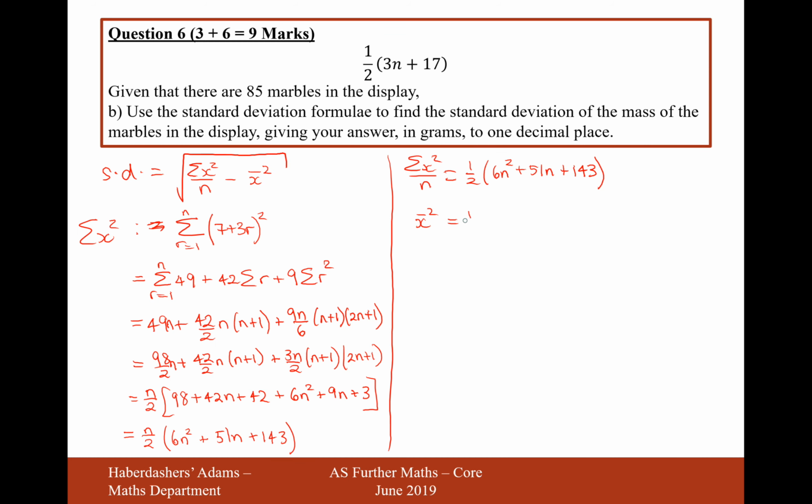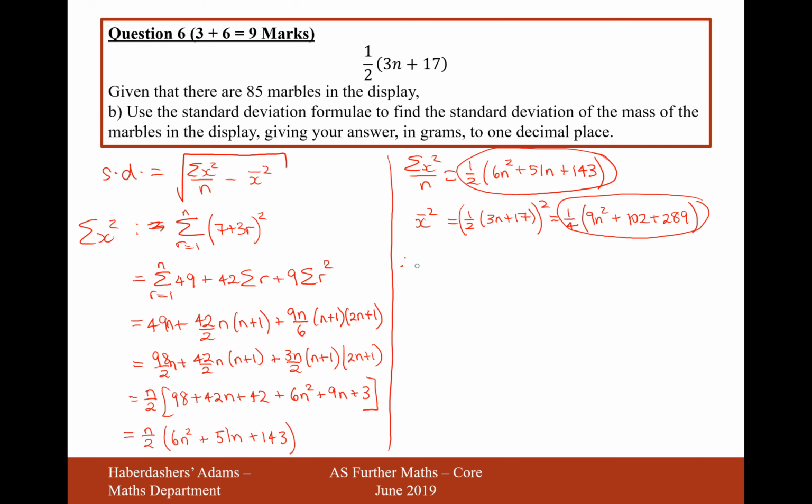So it's going to be half 3n plus 17 all squared. So it's going to be a quarter, because the half gets squared, and then 9n squared plus 3 times 17 times 2 is 102n, and then it's going to be plus 17 squared, 289. So now that we've got these two expressions here, sum of x squared over n and the mean squared, we can now subtract one from the other.